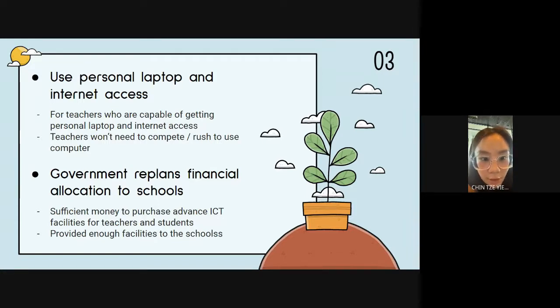The second solution is that the government needs to replan allocation to schools. Sufficient money should be allocated to every school so that they can purchase advanced ICT facilities. With advanced ICT facilities, I'm sure that all the teachers and students can make good use of the facilities and even make the SBA effective and useful. Not only that, the government can also provide the facilities instead of giving them the money, which helps to ease the work of the schools.